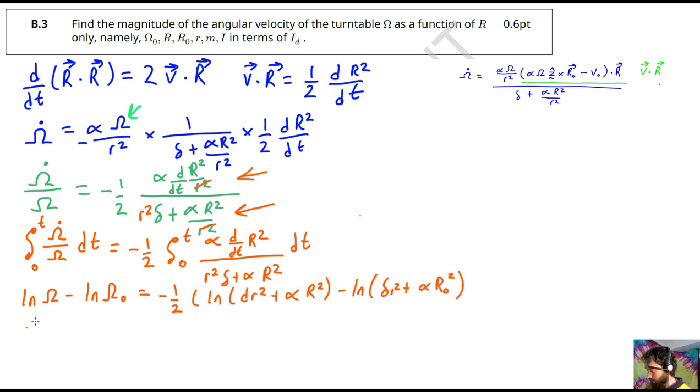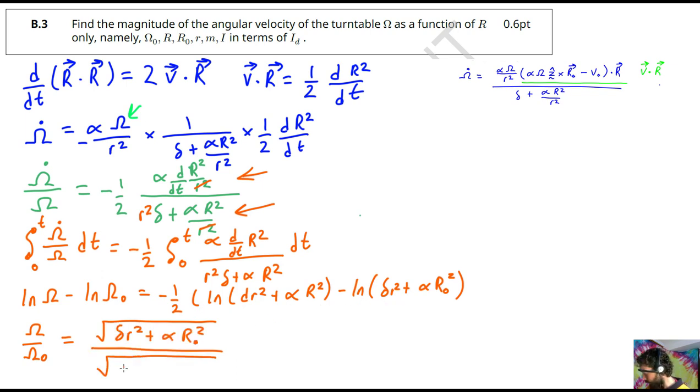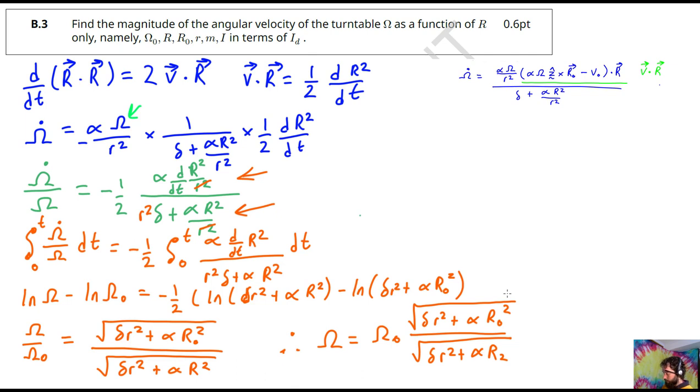Okay, and now I'm going to use my log laws and cancel the logs on both sides as well. So that minus 1/2 is just going to become a square root, and I'm going to flip these. Okay, and then I can just multiply my omega naught to the other side, and I therefore get... Okay, that's looking pretty good. I'd say that's our answer for B3 done.